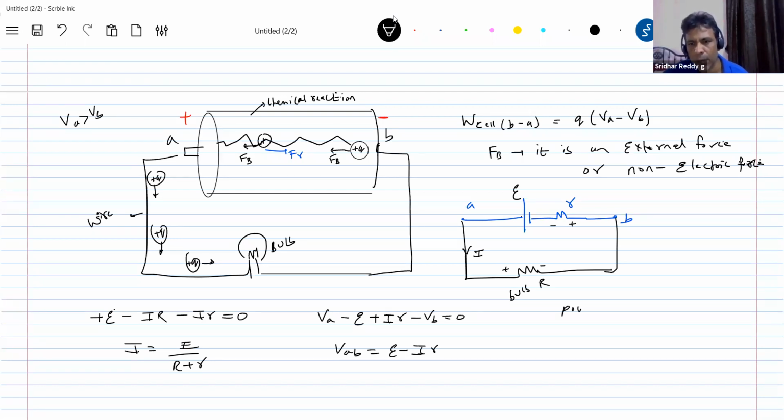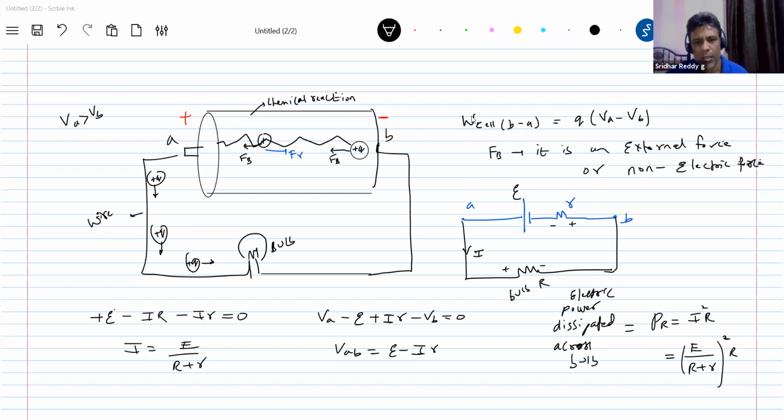Let's go for electric power dissipated across the bulb. Tell me what equation you write. Power dissipated across the bulb should be equal to I squared R, capital R. What is I equal to? This should be E by (R plus r), because of internal resistance, no?